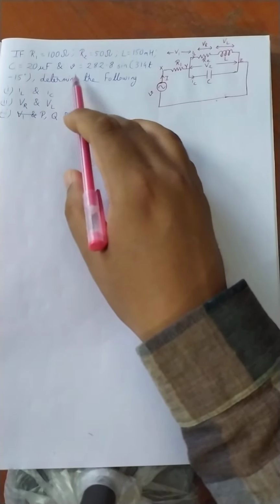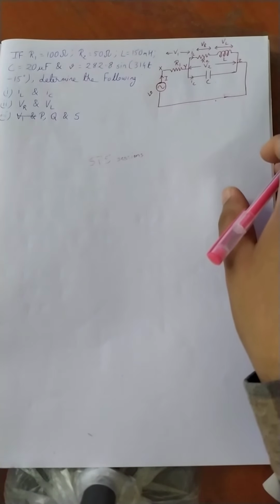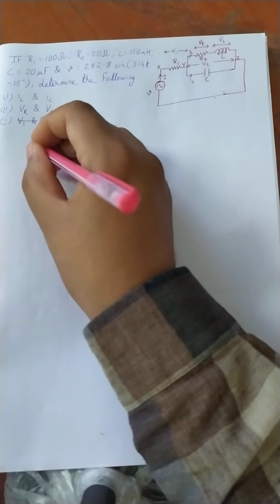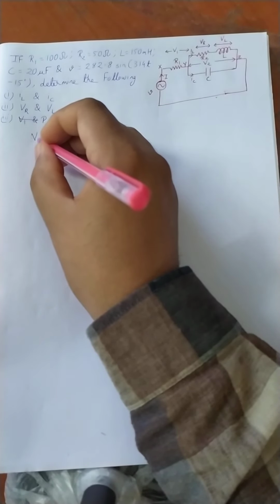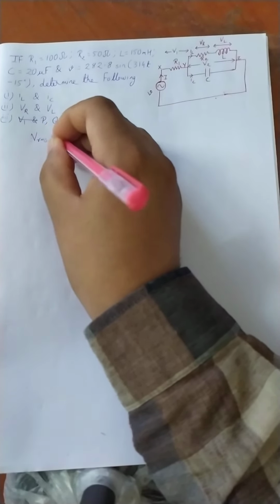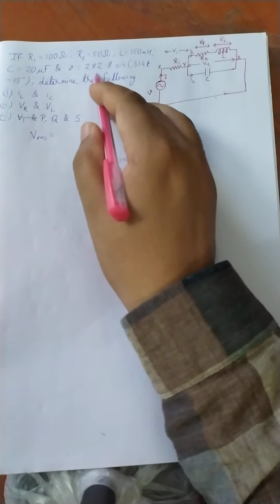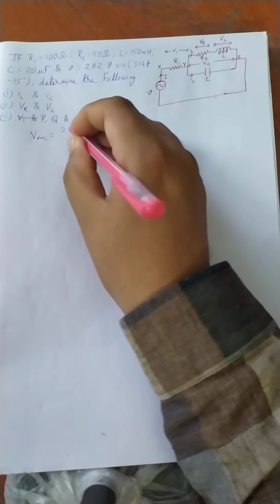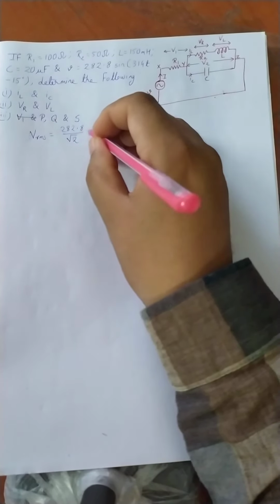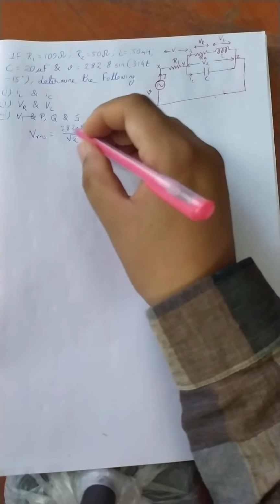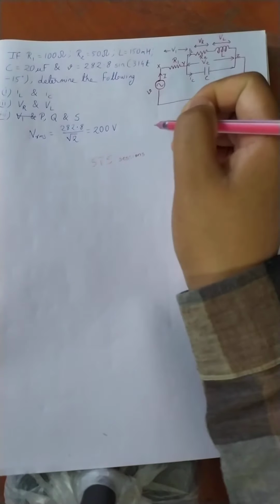So let's see how we are going to proceed to solve such a problem. Now what is given to you? This V is given to you. So we can write that the RMS value of the voltage should be equal to the peak value, 282.8, divided by root 2. Solving that, it is approximately equal to 200 volt.